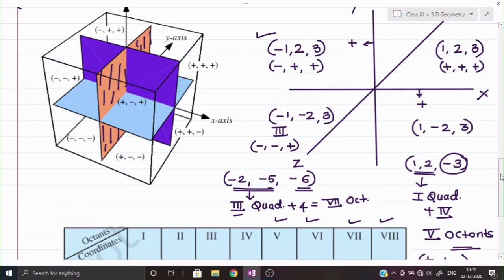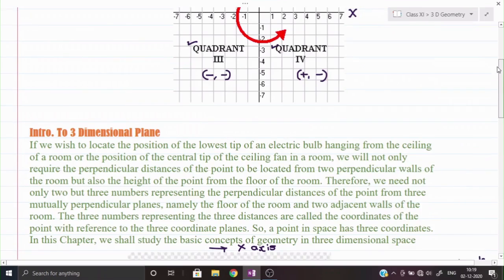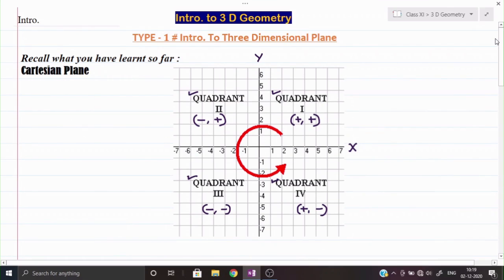But suppose we talk about the Cartesian plane. I can say easily that 1 comma 2 lies in the first quadrant. But suppose I ask you, in which quadrant does 0 comma 2 lie? So 0 comma 2 will never lie in any of the quadrants. It will lie on the axis. The same thing will be applicable here also.